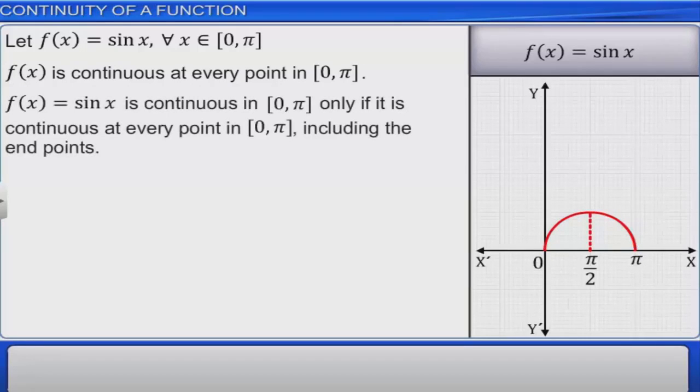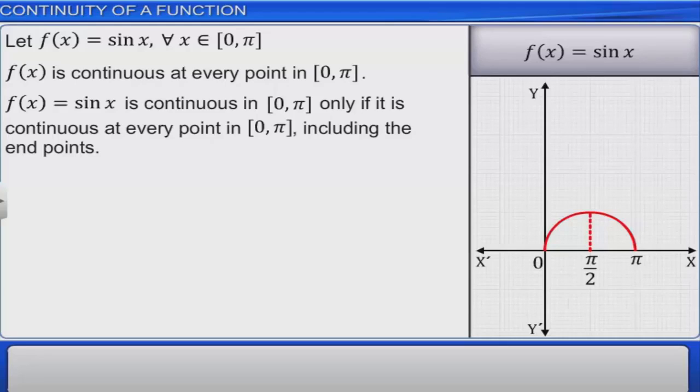However, if we say that function f of x is equal to sin x is continuous in the closed interval 0, pi, then we need to show that it is continuous at every point in that closed interval. So let's check the continuity of the function at its endpoints.